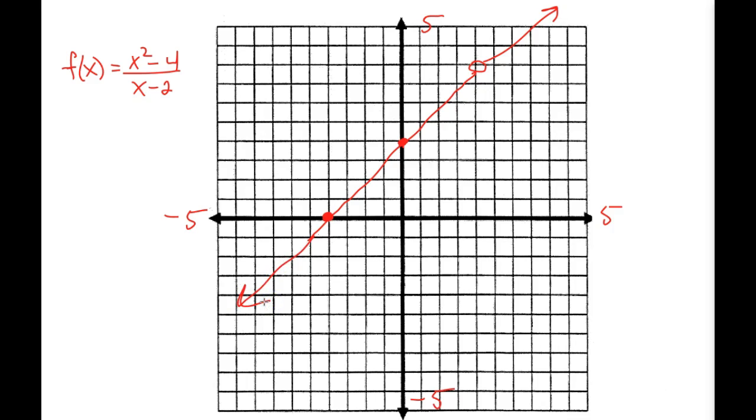And even though it looks like a line with a hole in it, technically speaking, it is considered a rational function. And so this concludes the example of x squared minus 4 divided by x minus 2, graphing this rational function.